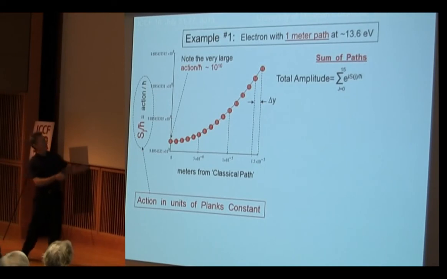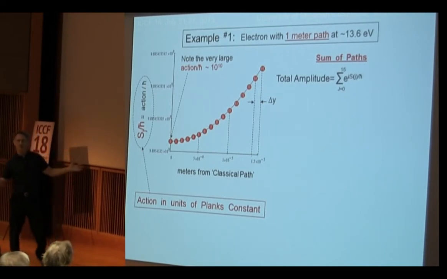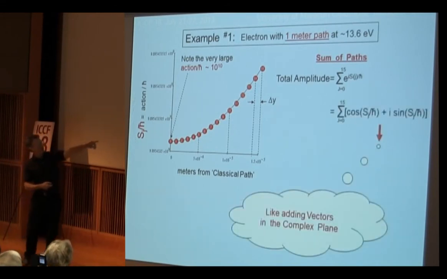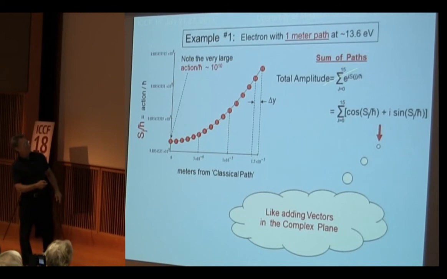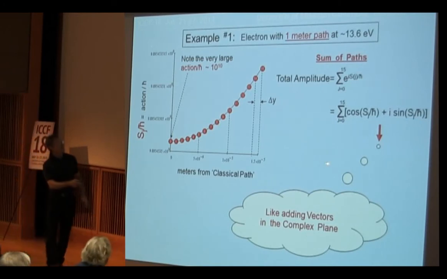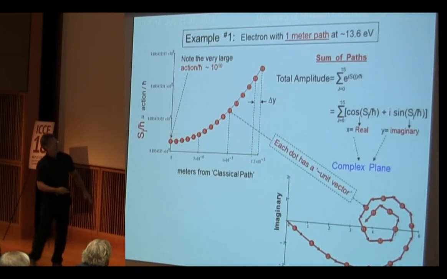Okay, pretty straightforward. Now we have to sum those paths, and if you're like me, you just shake your head, well, how do you sum that? Well, it doesn't end up being all that hard, thanks to Feynman's hints. So you write it in the Euler form there, and it's like adding vectors in a complex plane. All right, so let's take a look at what that looks like.